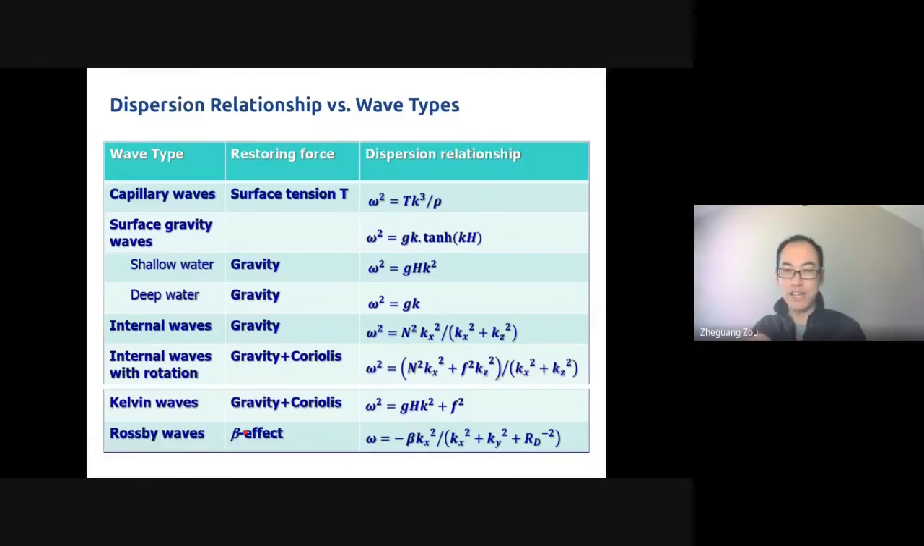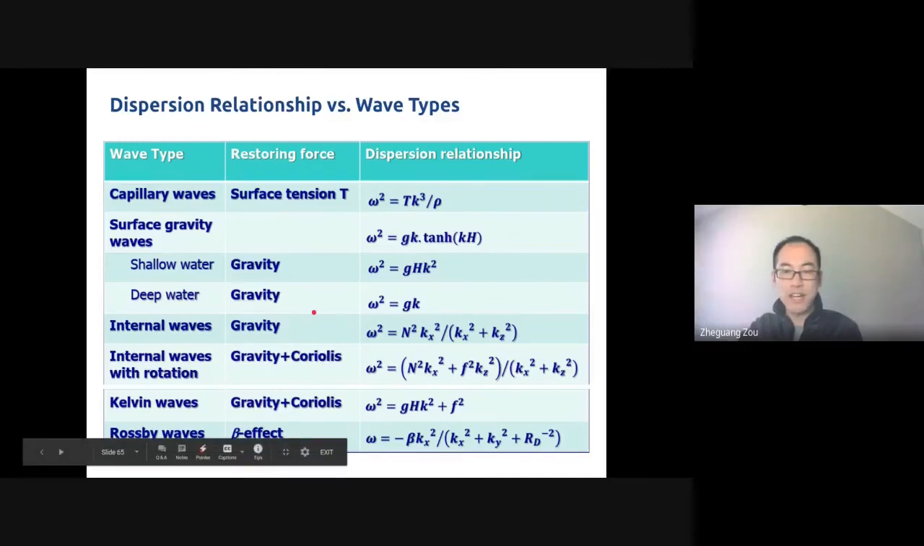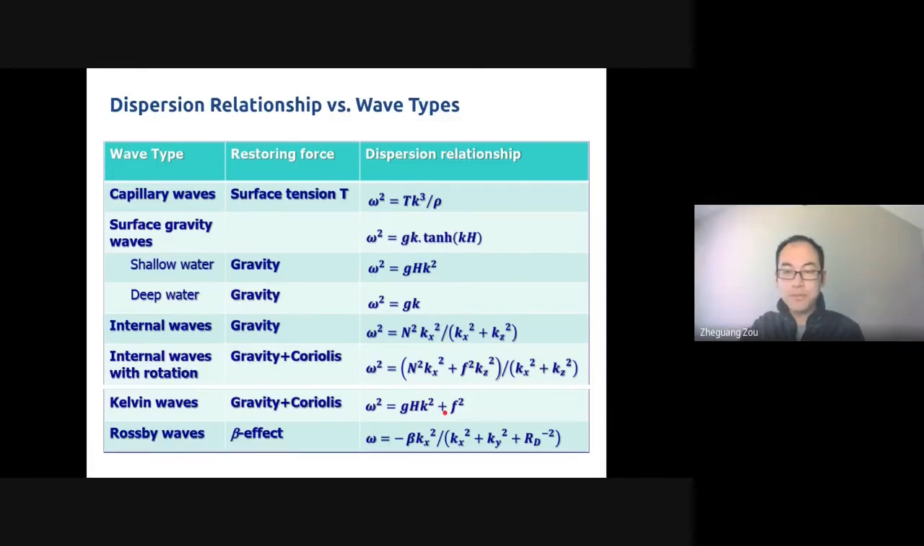The beta here is defined as partial f, partial y. So it's how the f changes along y, the latitude. So that's called the beta effect. And from that, they have already figured out the dispersion relationship for all of them. For instance, we are very familiar with the dispersion relationship for gravity waves, shallow water and deep water. And the Kelvin wave is very similar to shallow water, but with some rotation. So this is just kind of a summary, but I'm not going to go into the detail for that.